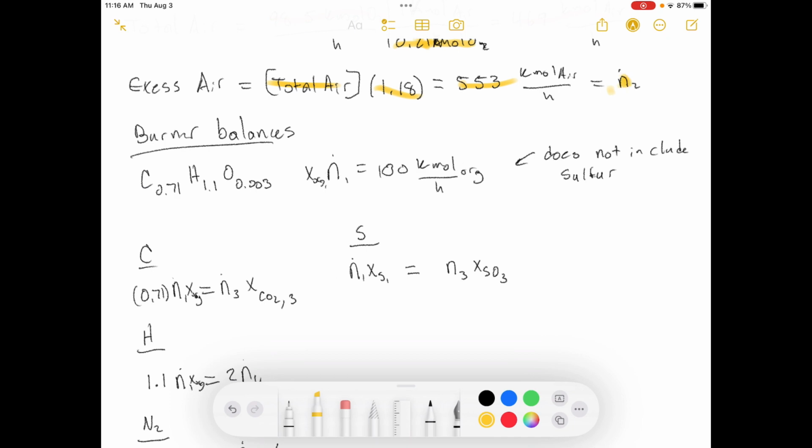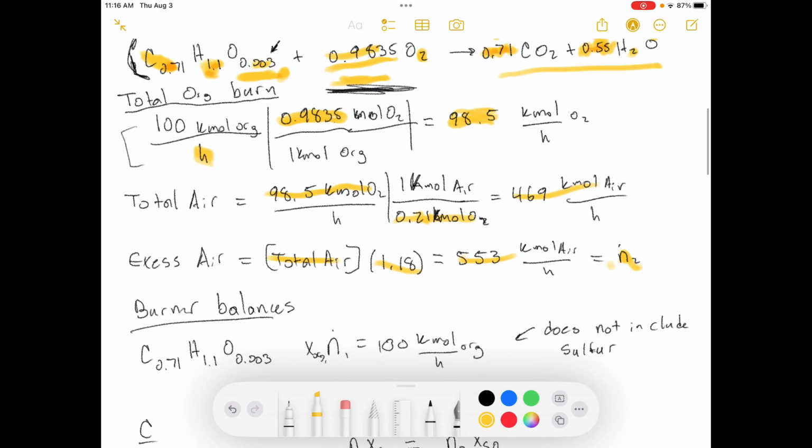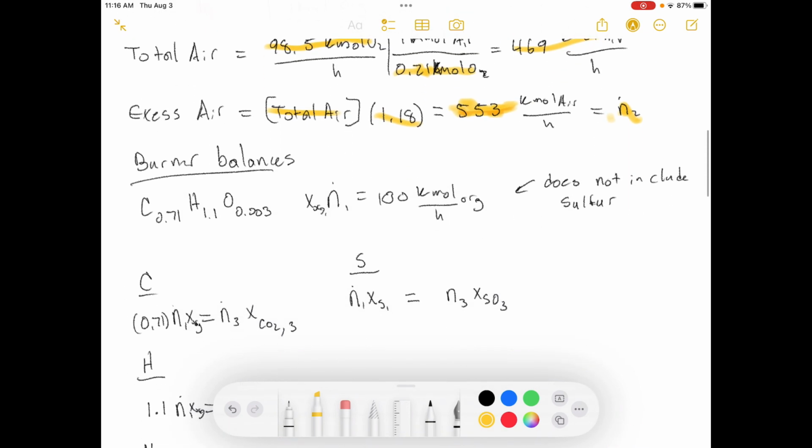And then this equals N2 in our drawing, right? So we have N2, a certain amount of moles going in here. That is how many moles of air we have going in. Now we need to do the burner balances.